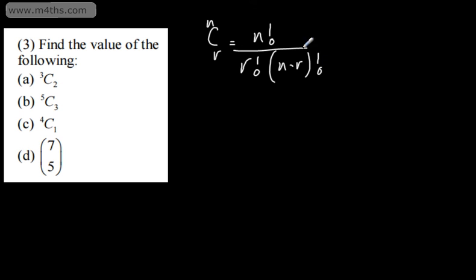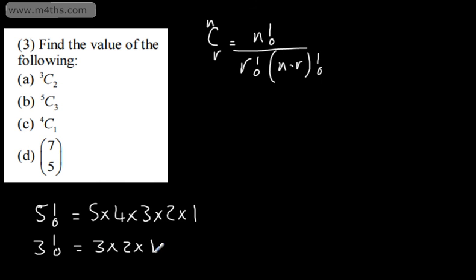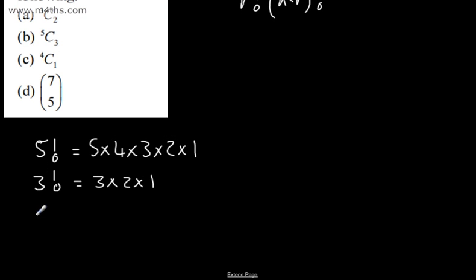Okay, sometimes you'll be asked to calculate these without a calculator. nCr is going to be n factorial over r factorial, then n minus r factorial. So factorial is simply the numbers previously multiplied. For example, 5 factorial is 5 times 4 times 3 times 2 times 1. 3 factorial is 3 times 2 times 1. And 1 factorial is equal to 1.